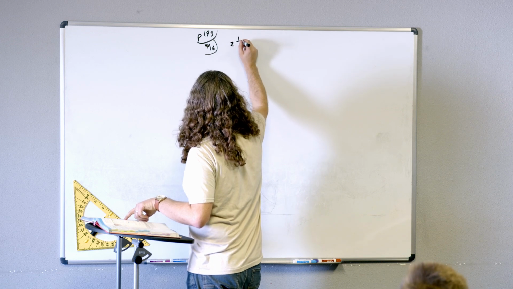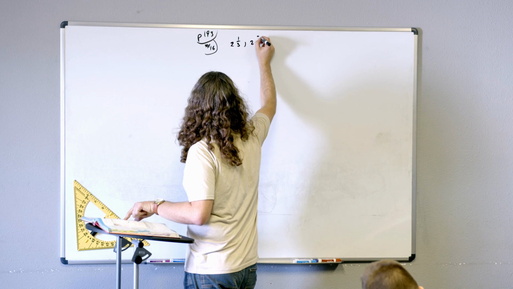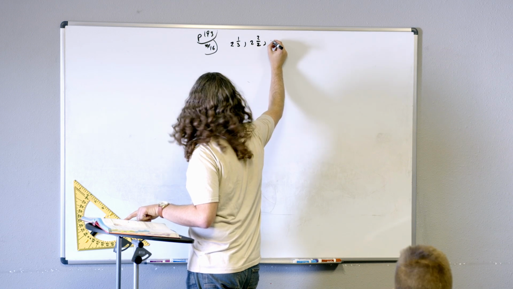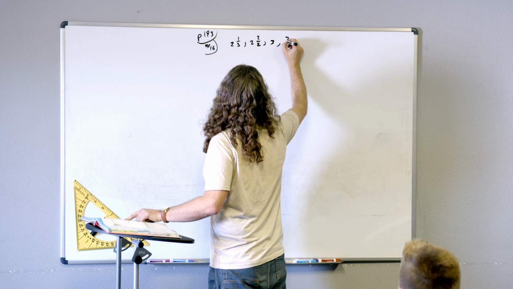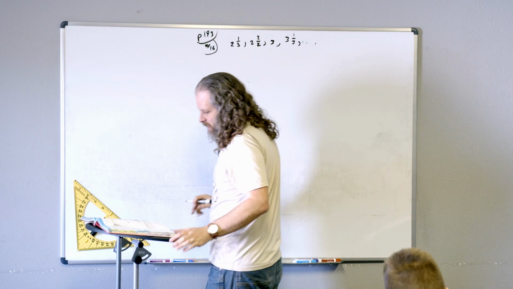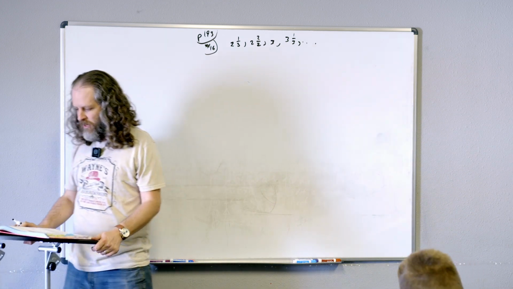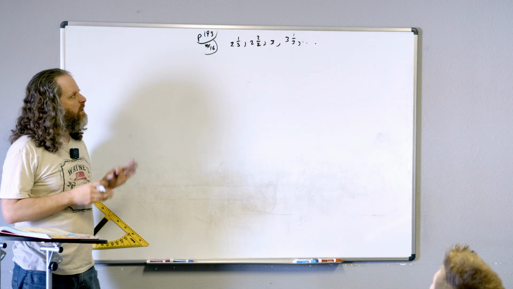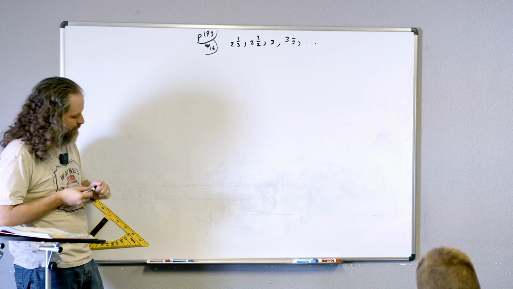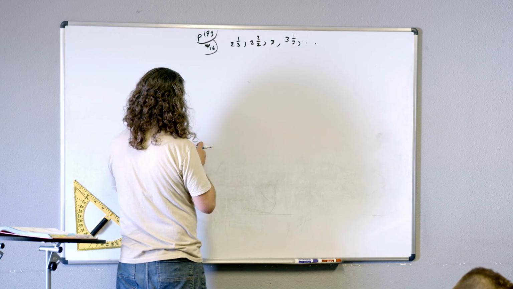We're given the sequence 2, 2 1/3, 2 2/3, 3, 3 1/3. And we are supposed to find the next 3 terms of each arithmetic sequence. So it already tells us it's an arithmetic sequence. So there is a common difference. What is the common difference? 1/3. So it's adding a third each time.